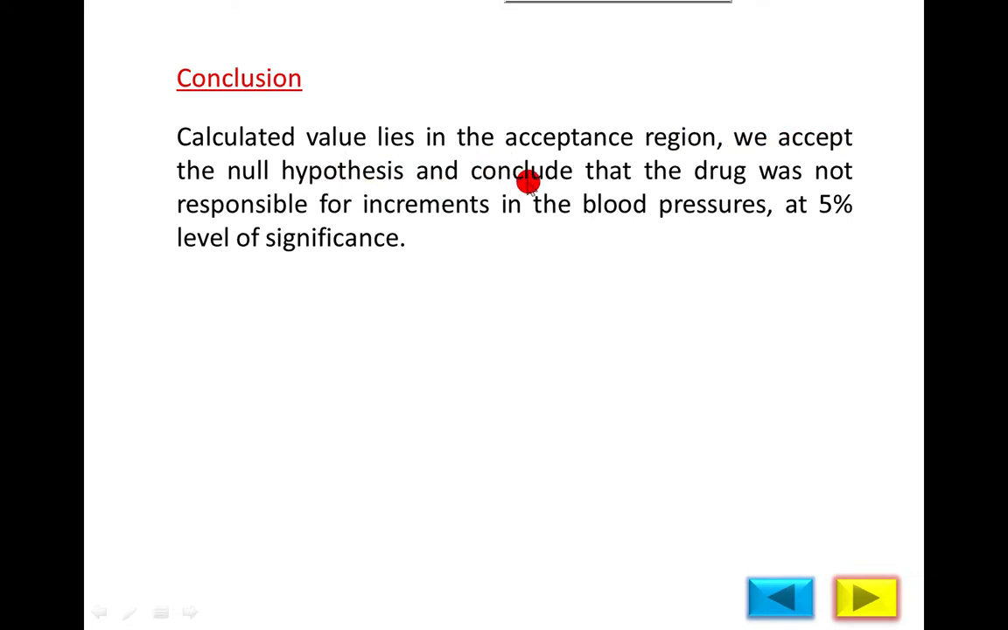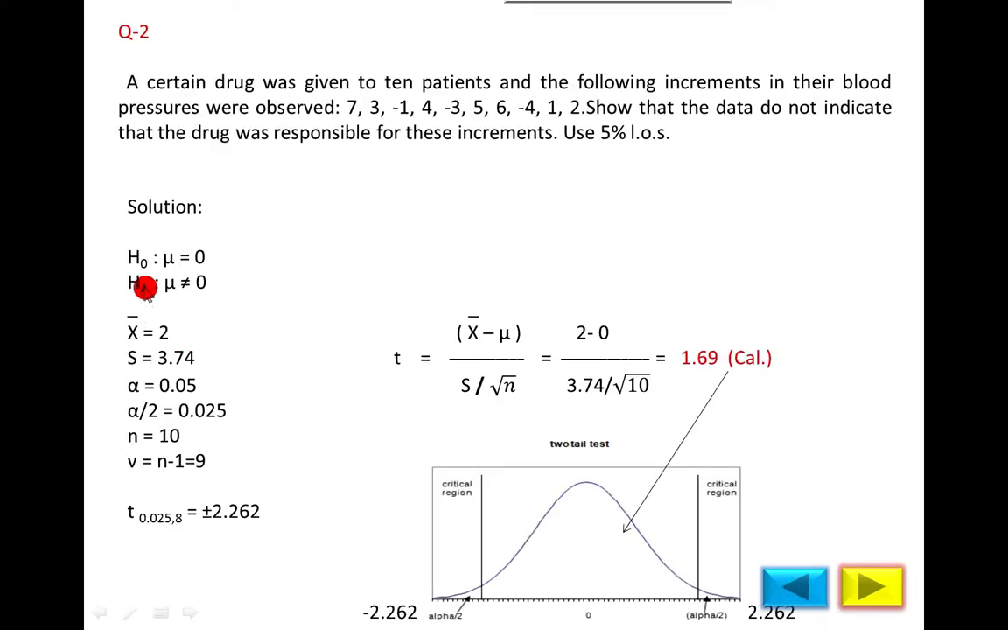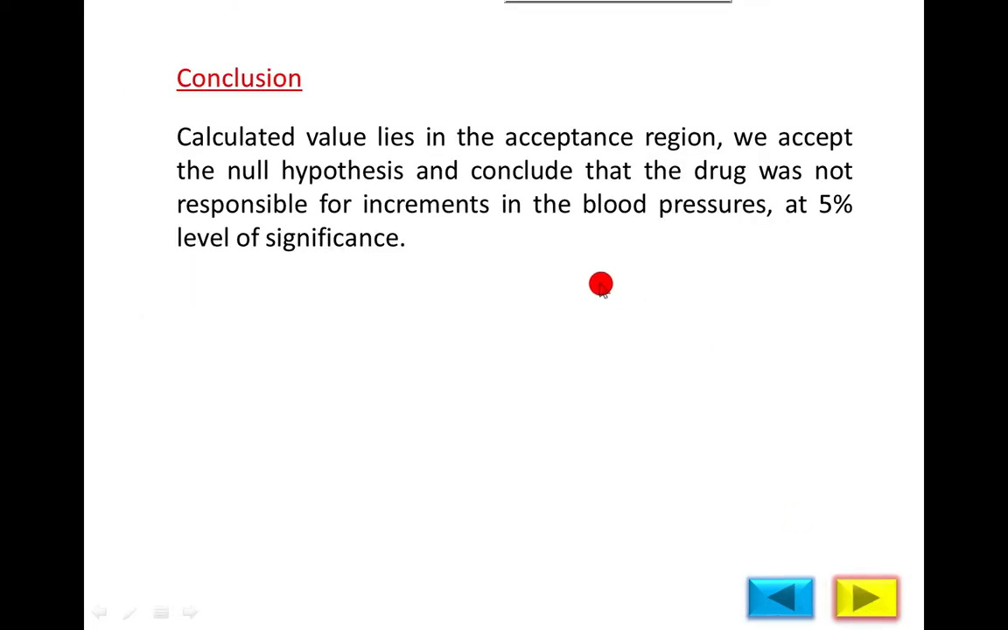We accept the null hypothesis and conclude that the drug was not responsible for increments in the blood pressure at 5% level of significance. Not responsible, because before and after the result is 0. So this is the conclusion.